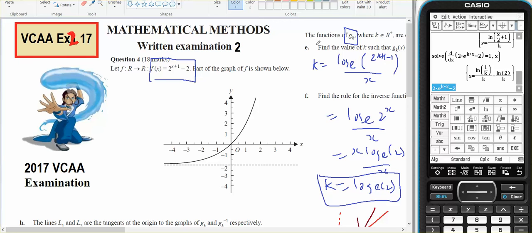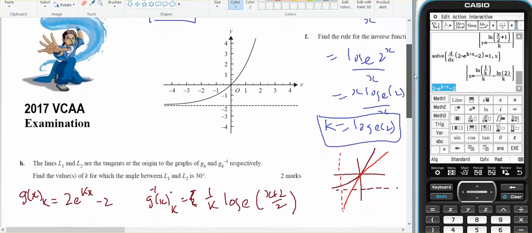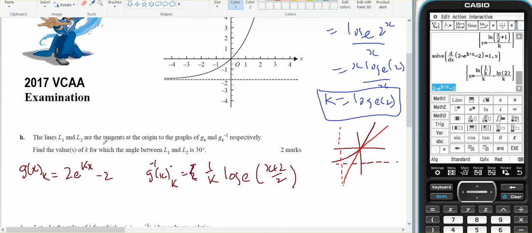This is for Year 12 Methods. It comes out of the 2017 VCAA Exam 2, question number 4H. So the lines L1 and L2 are the tangents at the origin of g of k, and this is my rule for g of k, and that's this brown curve.